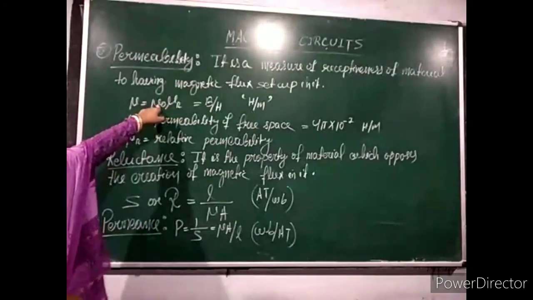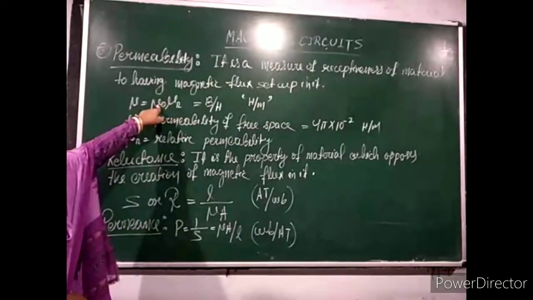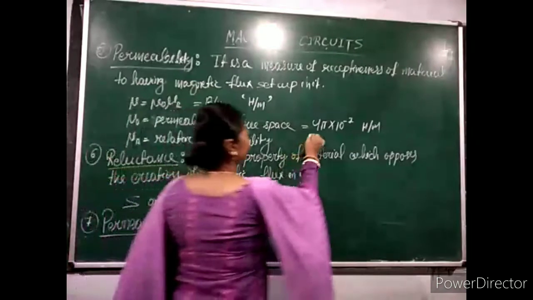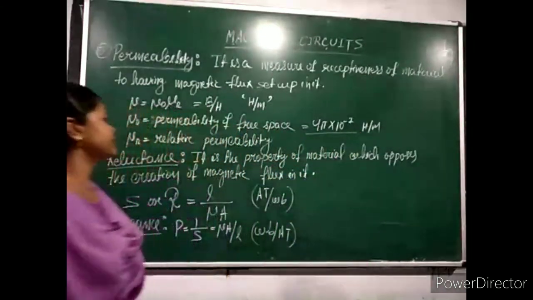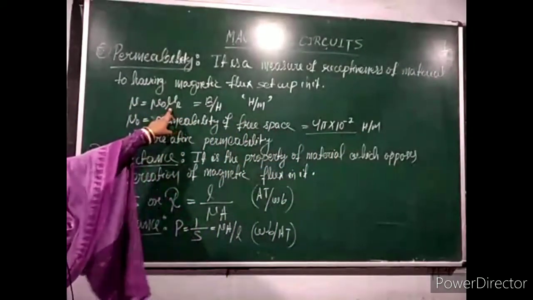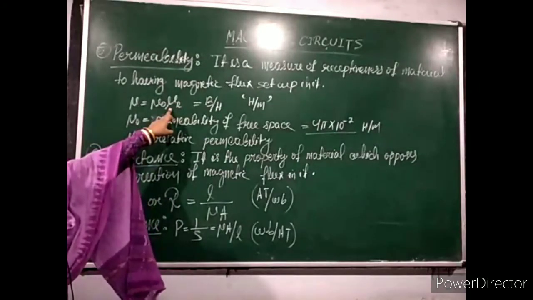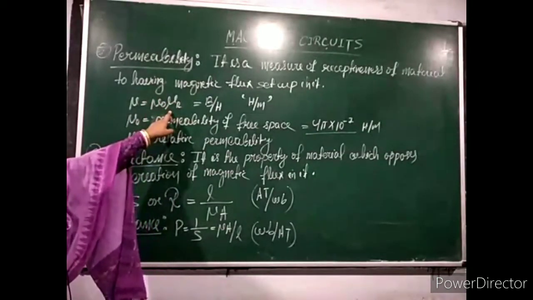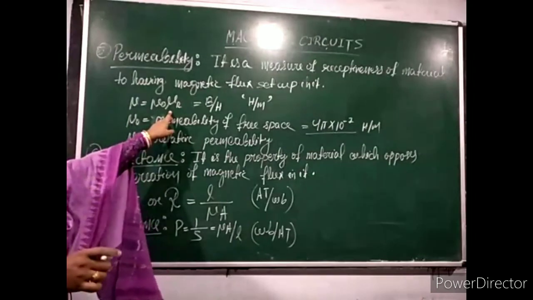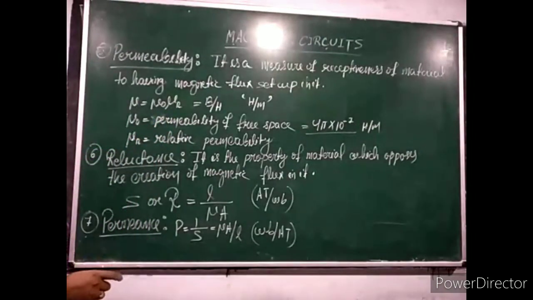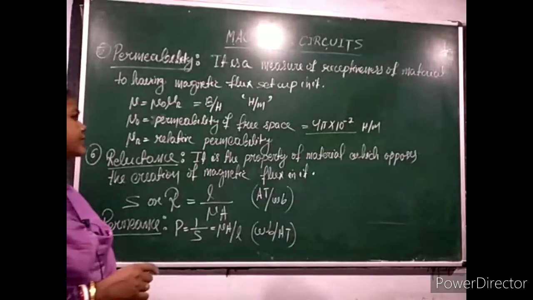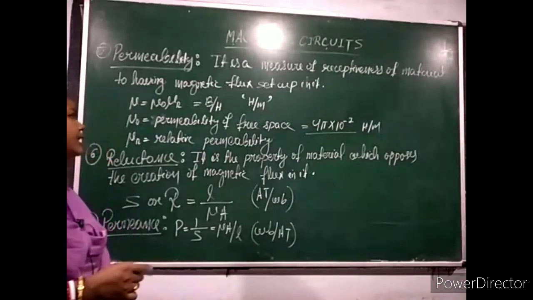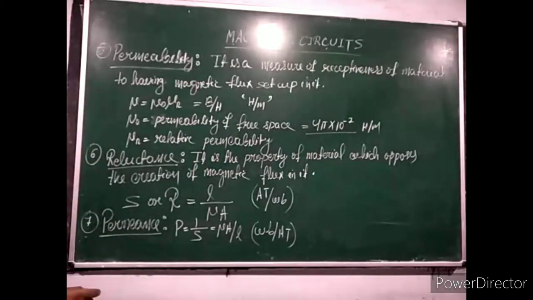Its unit is Henry per meter, where mu 0 is the permeability of free space whose value is 4 pi into 10 to the power minus 7, and mu r is the relative permeability, and its value depends on the medium. If the medium is air or a non-magnetic material, then its value is 1, and for magnetic material its value varies from 600 to 10,000.